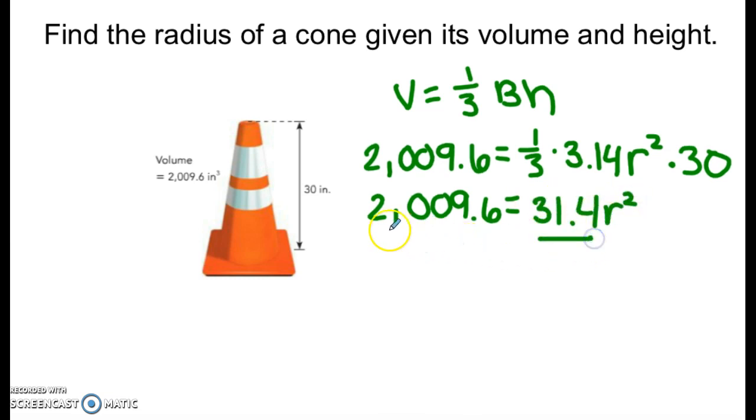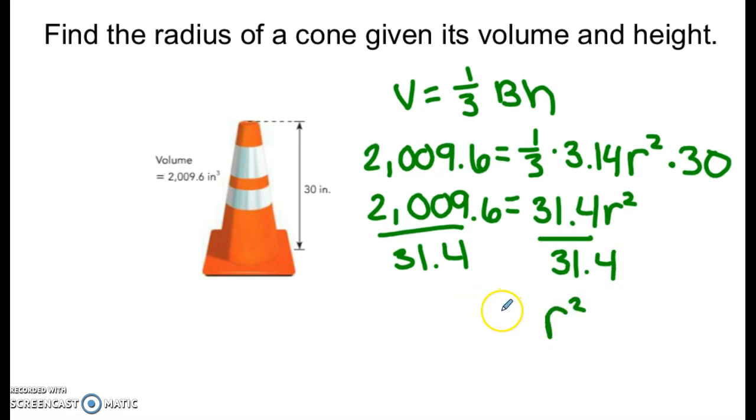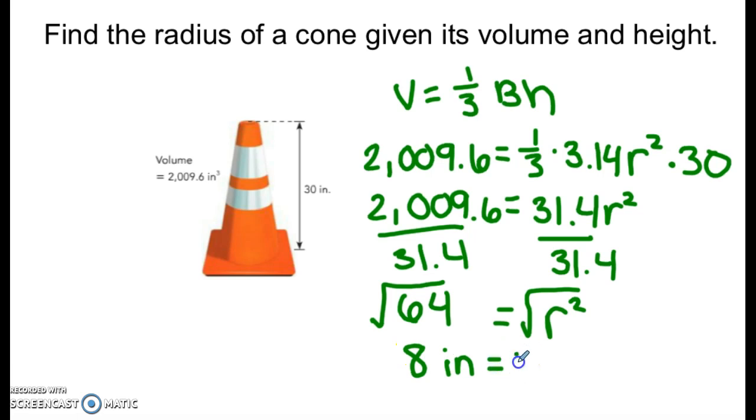To get r by itself, we're going to divide by 31.4 on both sides. We get r squared is equal to 64. Now, r isn't by itself yet. We have r squared. So to get r by itself, we want to take the square root of both sides. And the square root of 64 is 8. So the radius is equal to 8 inches.